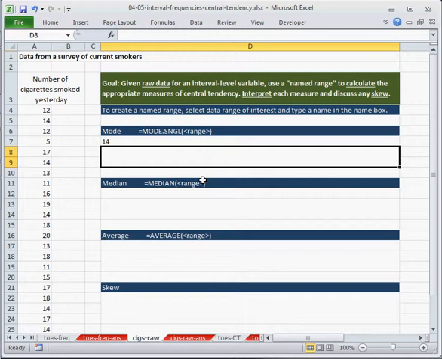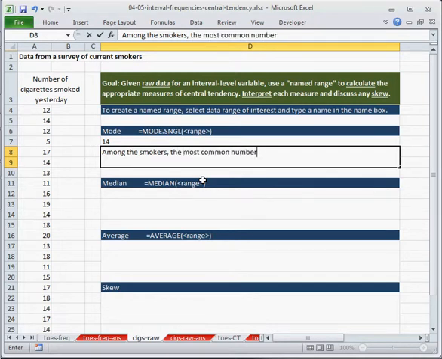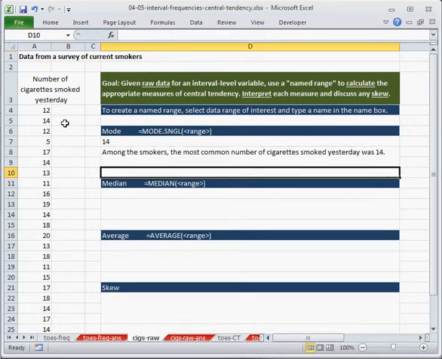Now what is this telling me? What is the mode? The mode is telling me that among the smokers, the most common number of cigarettes smoked yesterday was 14. So there are more 14s in this distribution than any other number. That's what the mode is telling us. It's not that most people smoked 14 cigarettes, but it's the most common number of cigarettes that were smoked. So the difference is important.